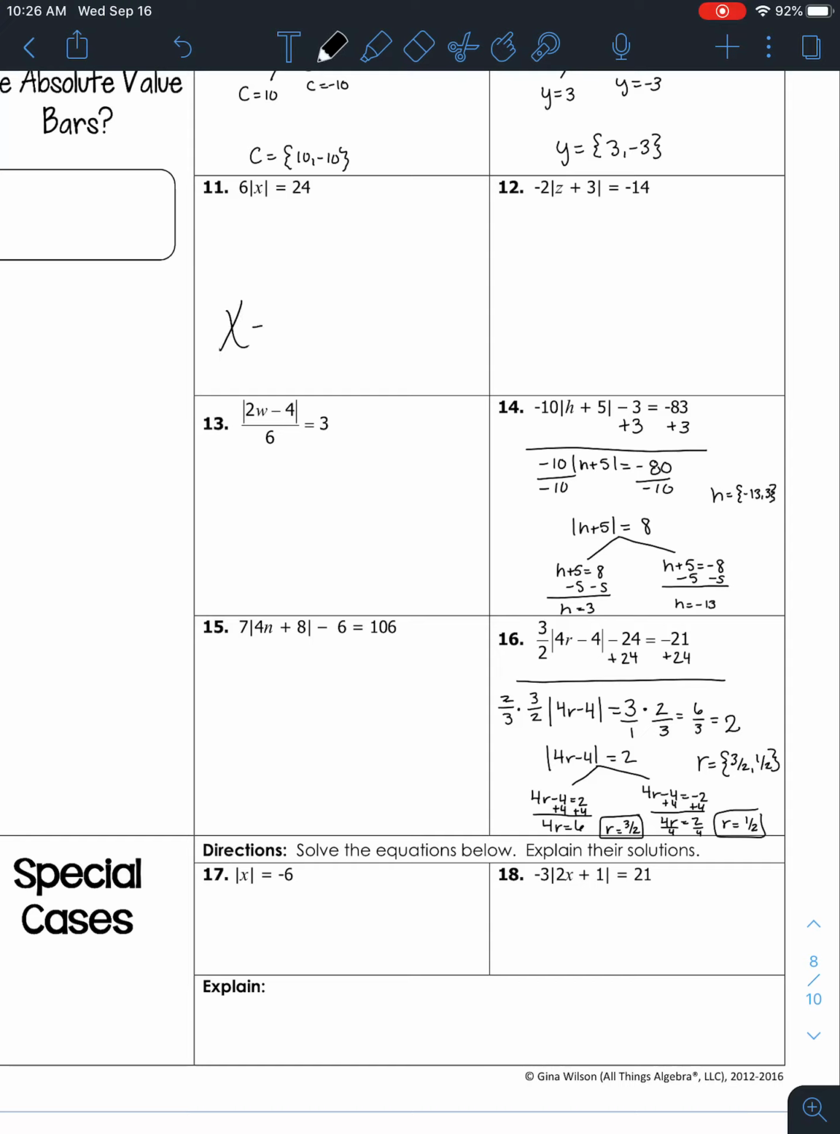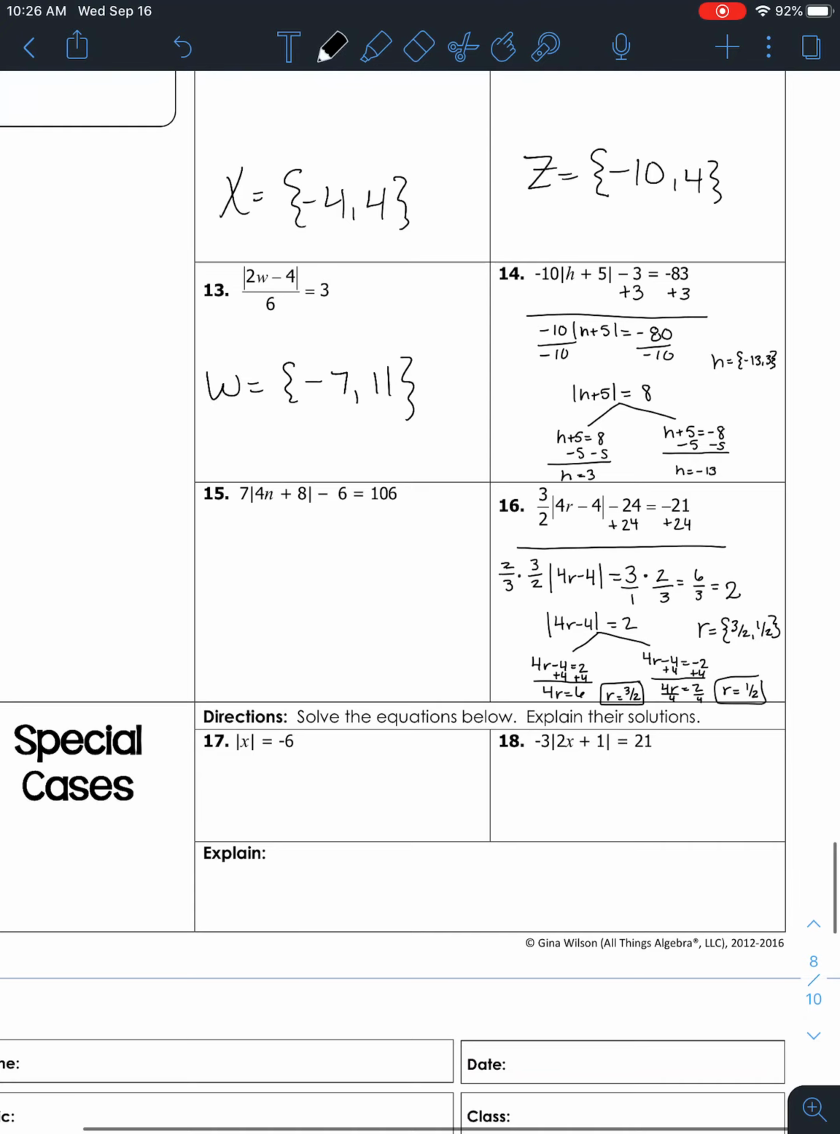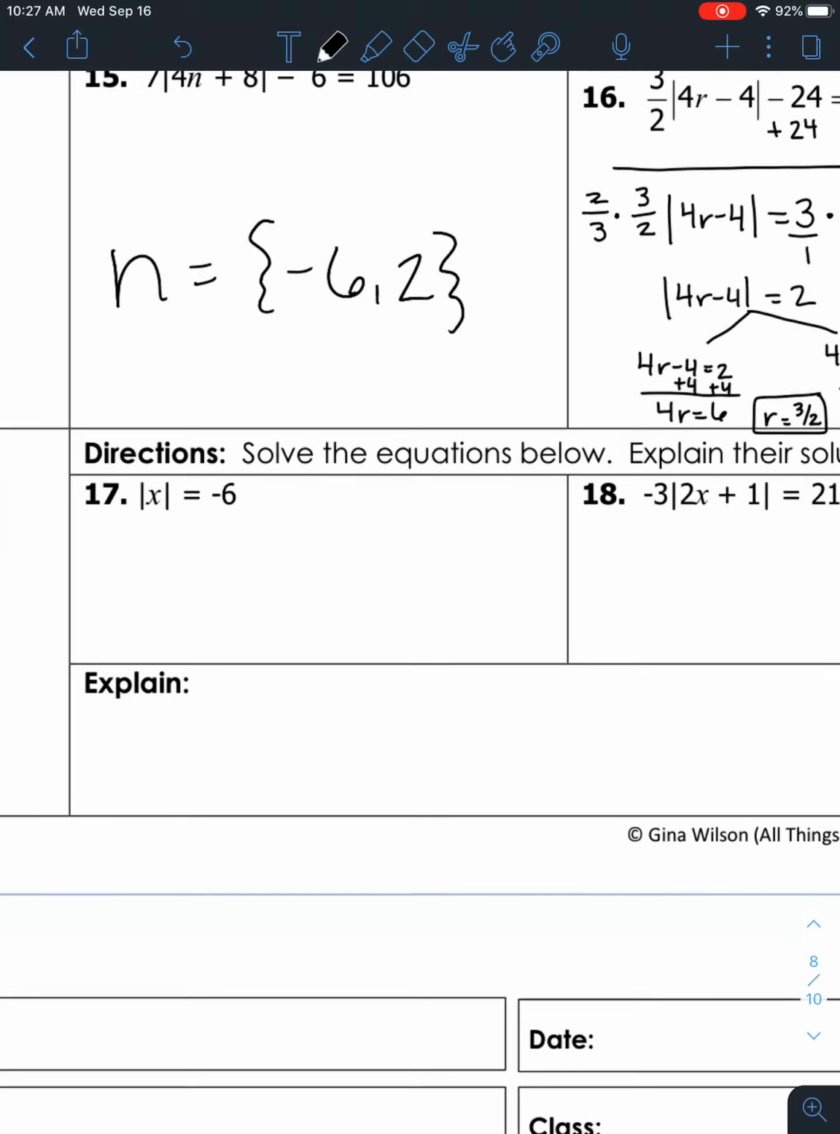For 11, x equals, curly brackets, -4 and 4. For 12, z equals, curly brackets, -10 and 4. For 13, you're going to get w equals, curly brackets, -7 and 11. For 15, n equals -6 and 2.